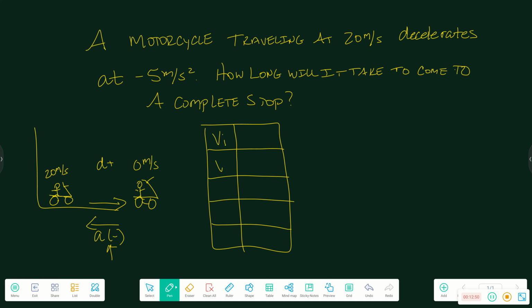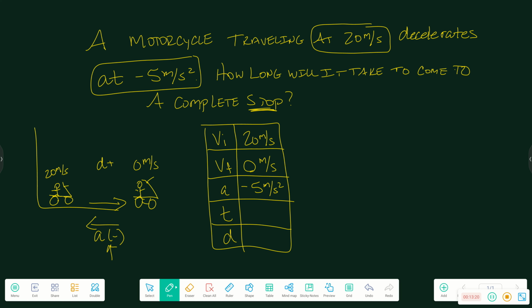So VI, VF, acceleration, time, and displacement. So what's your initial velocity? Your initial velocity is 20 meters per second because that's what it's starting at. What is going to be its final velocity? You want it to come to a complete stop, so its final velocity is going to be 0. And you have the acceleration, which is -5 meters per second squared, and it tells you that it's decelerating. What do you have to solve for? You have to solve for time.